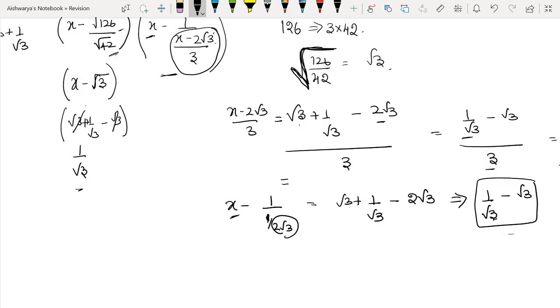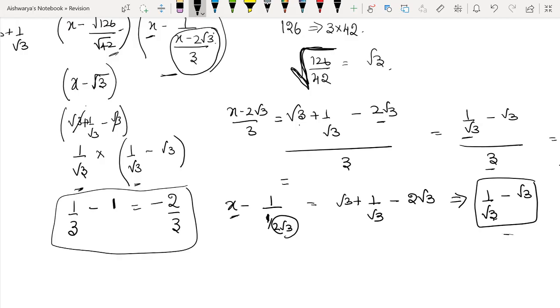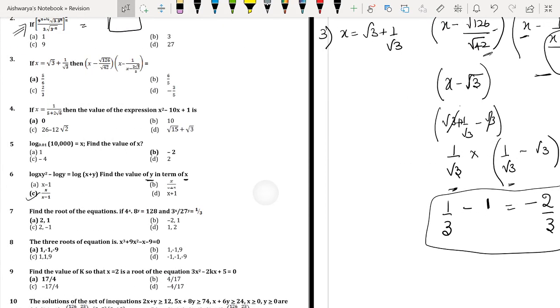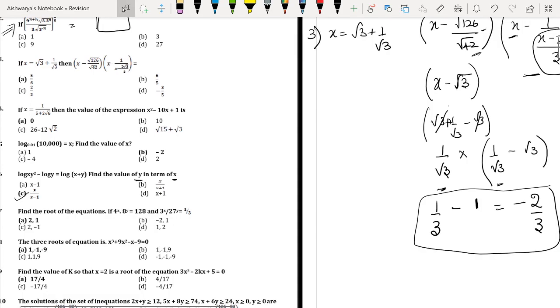Now the first term and the second term we can multiply. When we multiply, we will get 1 by root 3 minus root 3. So bring this within the bracket. It will become 1 by 3 minus root 3 and root 3 will get cancelled. You will get only a 1. 1 by 3 minus 1 is minus 2 by 3. Okay, is it fine? Is it there in the options? There is a 2 by 3, a minus 2 by 3 is not there.